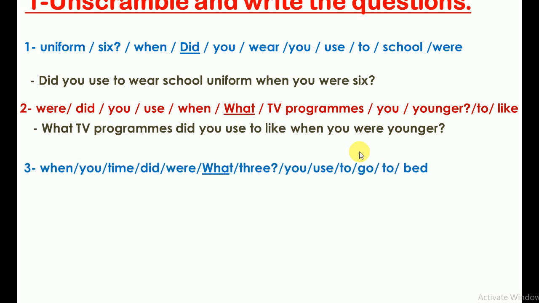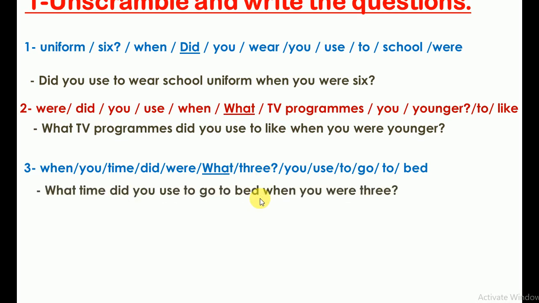Let's move to number 3. The first word, the underlined one, is what, and the last word is the one that's followed by a question mark. Good job. So the answer is, wow, excellent. What time did you used to go to bed when you were 3?